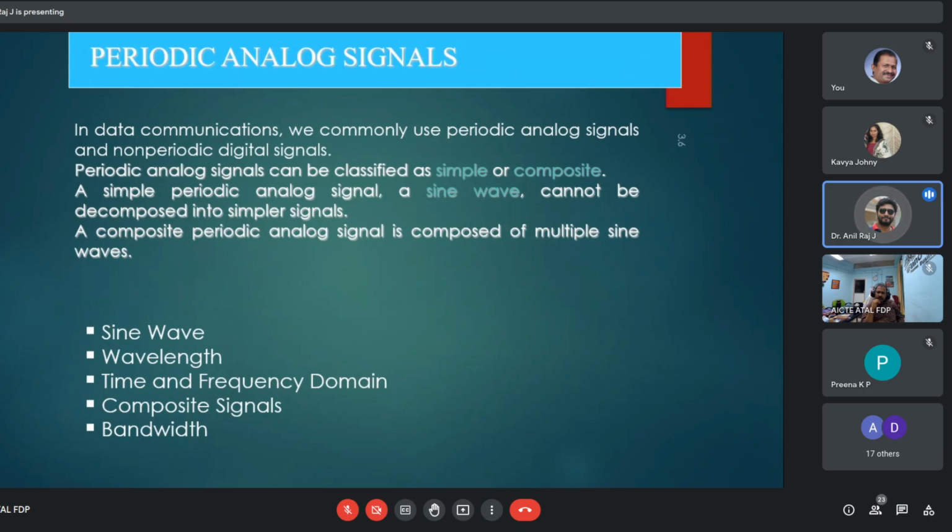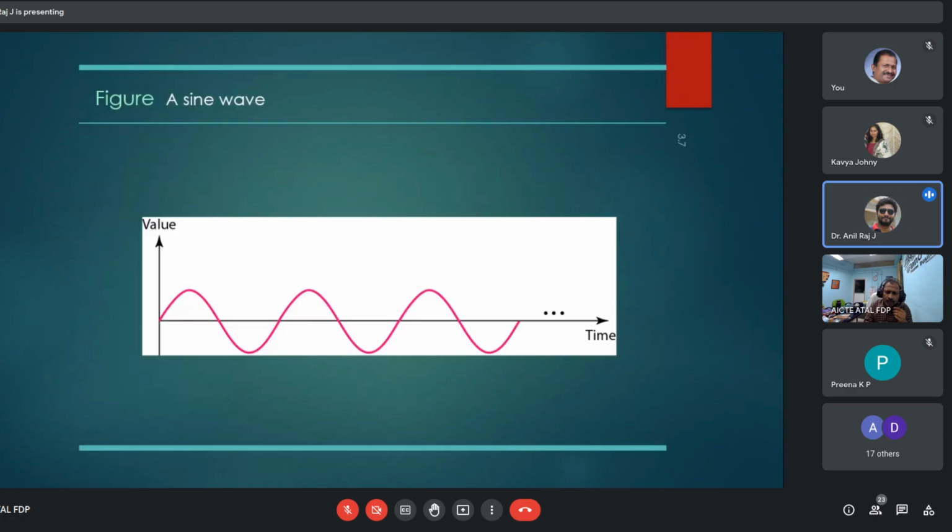So next, let's see some of the parameters associated with these signals. The basic level parameters are periodic and non-periodic. A periodic analog signal, commonly a sine wave, cannot be decomposed into a simpler signal, so its simplest form is the sine wave. A composite signal is a mix of multiple signals, for example, sine waves. So we'll see that. Sorry. First one is a simple sine wave signal.